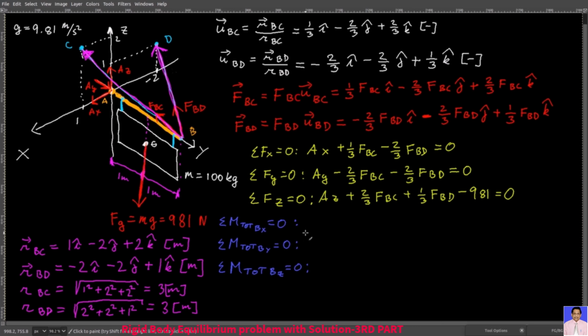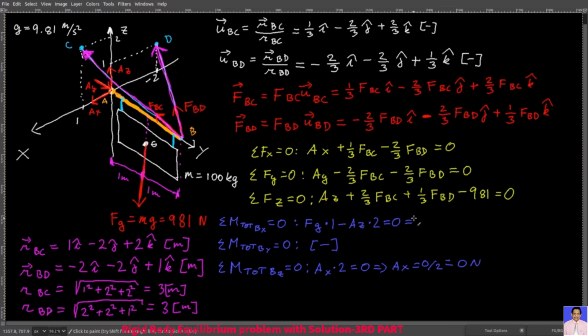Then I'll now take the moments about point B. That way, forces FBC and FBD will produce no moments. So this is about the x-axis. Then there are actually no moments produced about the y-axis. And this is about the z-axis. From here you can see that Ax equals 0/2, which is 0 newtons.